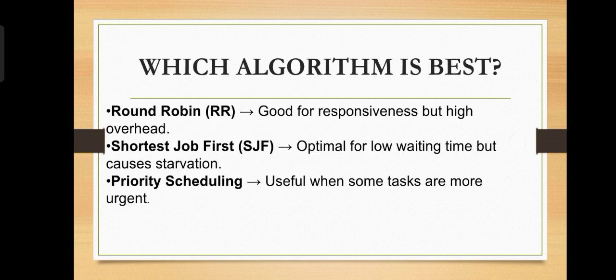And next, as we saw in the previous slide, which algorithm is best? For the same reasons, we will say round robin, shortest job first, and priority scheduling.